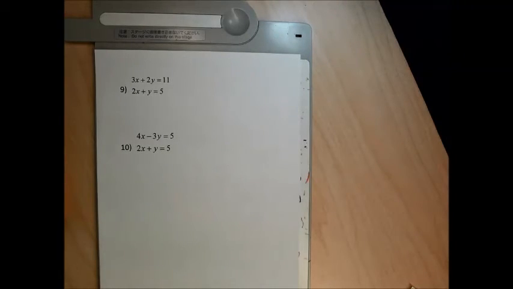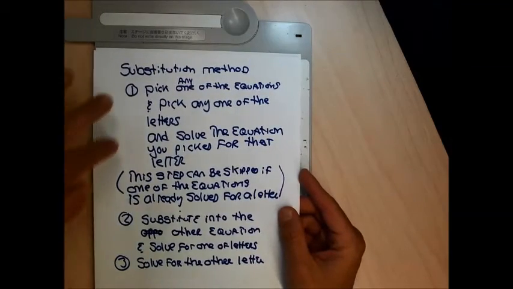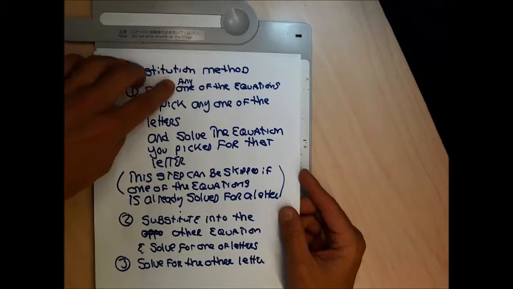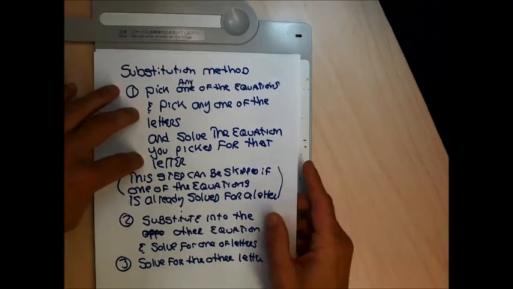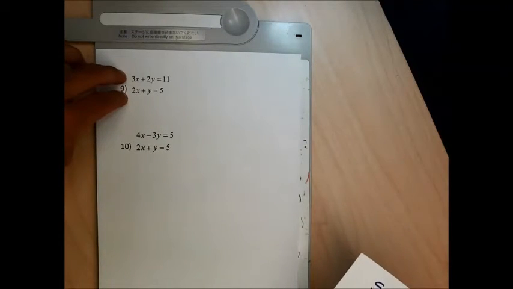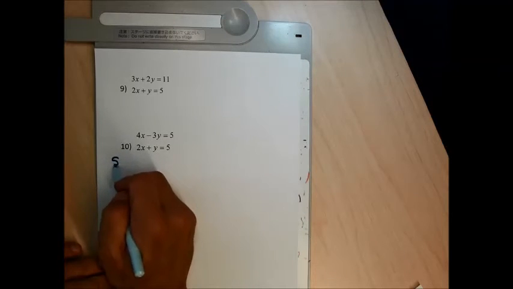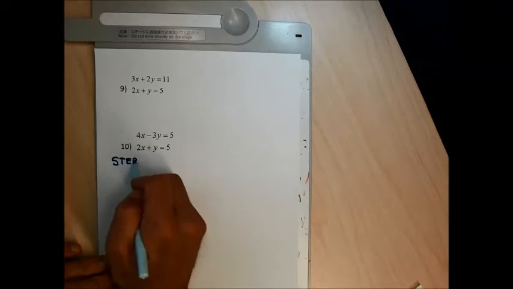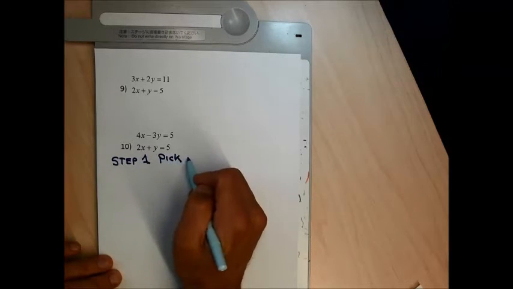And this is the part where if you're going to get confused, this is where the confusion's going to start. Because I look at my first step, and there's lots of flexibility. I need to pick any one of the equations and any one of the letters and solve the equation for that letter, which means I could pick the top or the bottom equation. And once I pick that equation, I can solve for x or I can solve for y. So for step 1, I need to pick an equation, and you can pick the top or the bottom one.